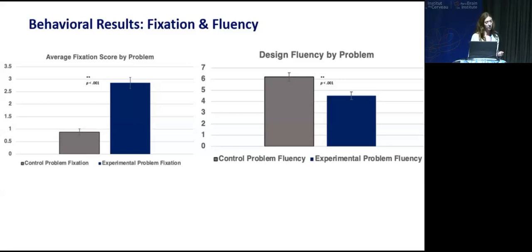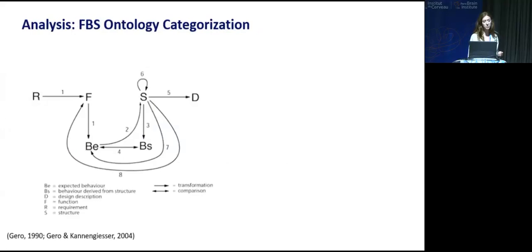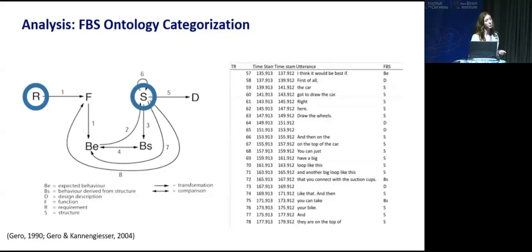The other thing we're doing with the data from both of these problems is categorizing it according to FBS, function behavior structure ontology, which is an ontology specific to the design process. This is a complex ontology, but I will just be focusing today on two aspects of this: R for requirement and S for structure. And what we do is we take each TR from our imaging session, and 3 experienced coders indicate which aspect of the FBS ontology the participant is focused on during that TR.